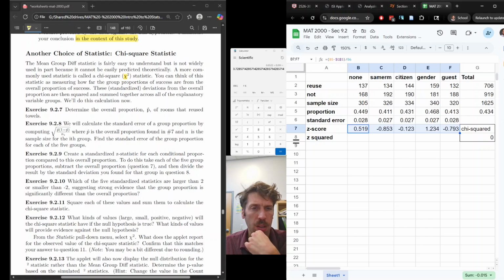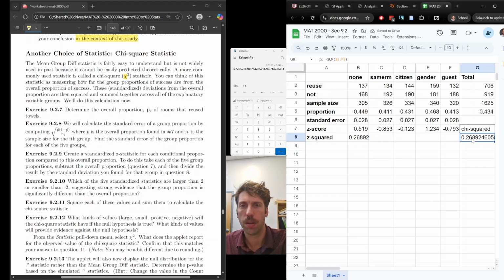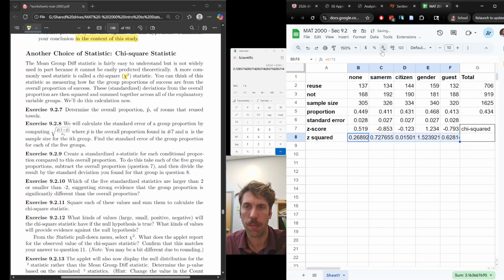Okay. Now, number 11, square each of these values and sum them to calculate the chi-squared statistic. So then I'm going to take equals this squared. So like the shift 6 is called the caret. That squares it. And then, oh, I forgot, I'm going to show you how to do that later. Okay, so I'm going to click and drag here. Okay, and then maybe show less of those.